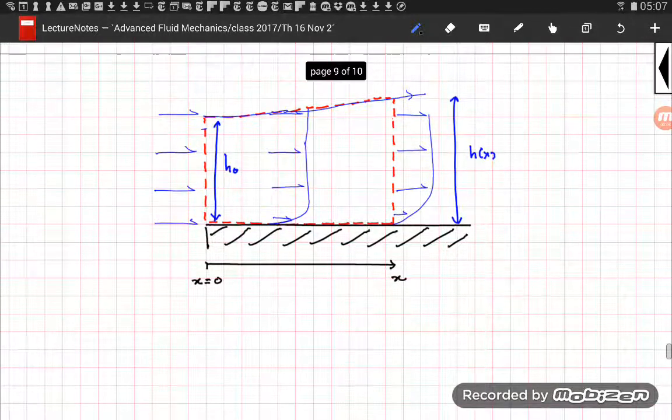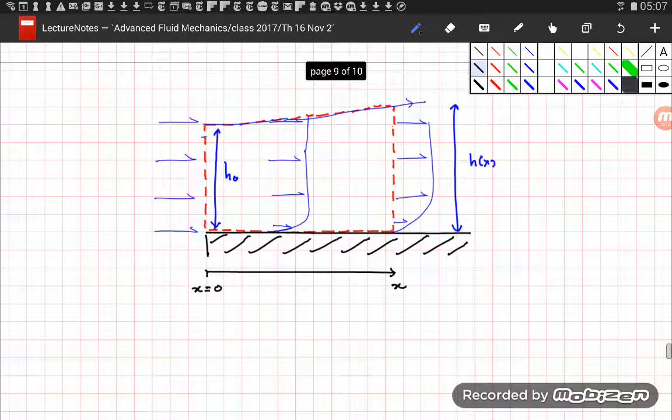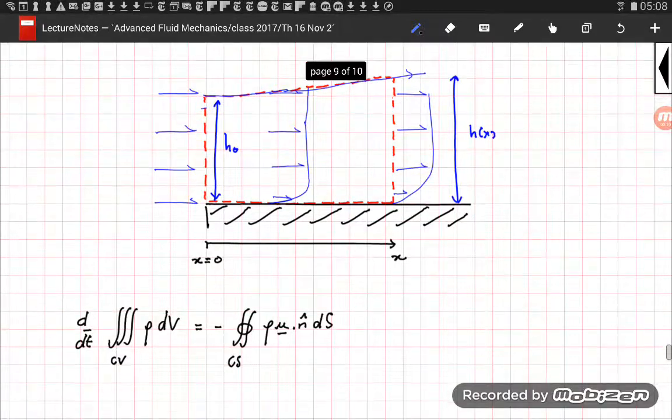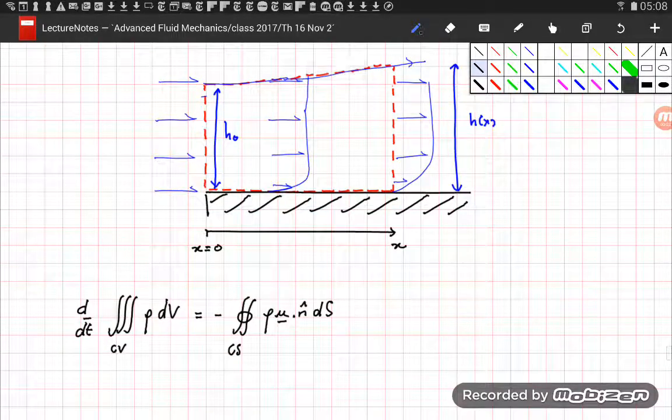Okay, so for this final problem, you have to impose both the mass conservation and the momentum equation. So we'll start with the mass conservation. First looking at the left-hand side, because we have a steady state, the mass inside of a control volume does not change. So this first term here is equal to 0 because we have a steady state.